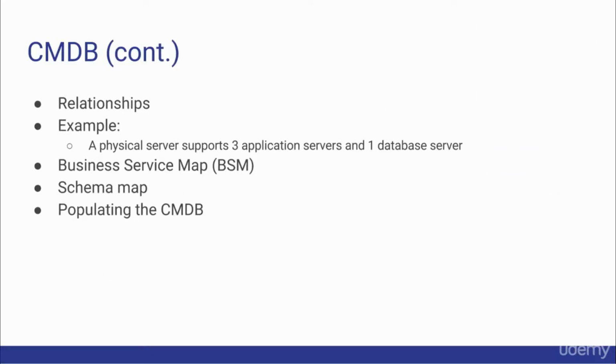CIs are connected to one another through configuration relationships. For example, a server supports the email service. In this example, the relationship is supports, which is assigned from the server to the email service. If we were viewing the email service, it would read as the email service is supported by this server. Notice the supports and supported by relationships. One is upstream towards the applications, and the other is downstream towards the hardware.